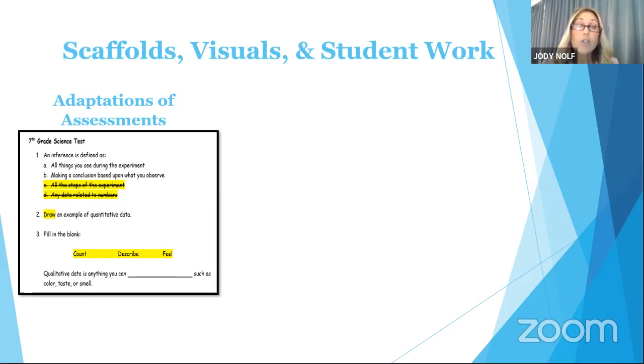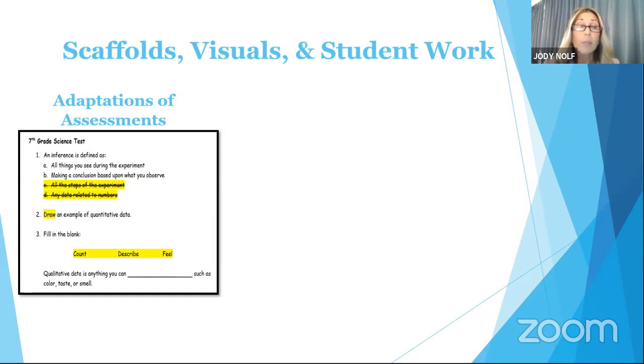Number 2 says, draw an example of quantitative data. This I would use for maybe my less proficient students who are just emerging speakers. And my more proficient writers, they may write out a sentence.